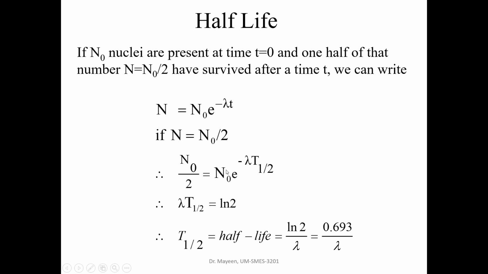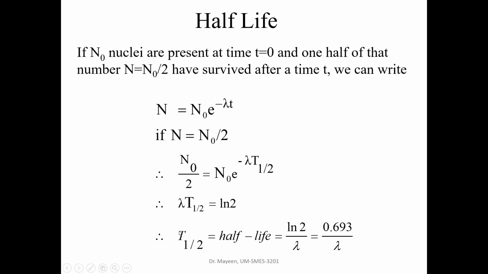So you just rearrange this equation and take the natural log on both sides. If you solve this equation, N naught will be cancelled with the N naught, 2 will be on this side, and you take the natural log. Then you simplify by dividing both sides by lambda, so you will get the equation for the half life.